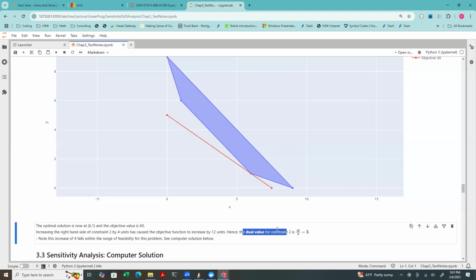All right, before we dive into the computer solution again, I'll take a quick pause here and grab a drink and see if there are any questions on the initial discussion of the dual value, shadow price, and range of feasibility.